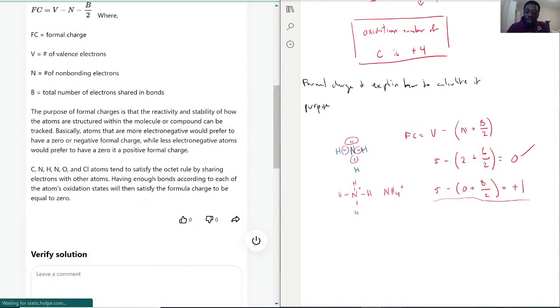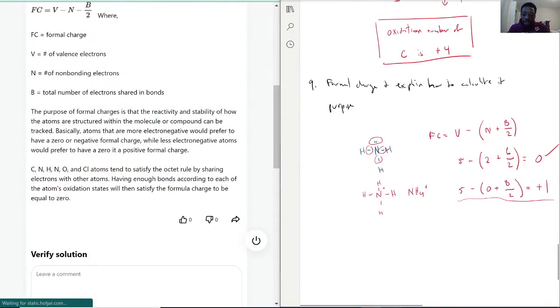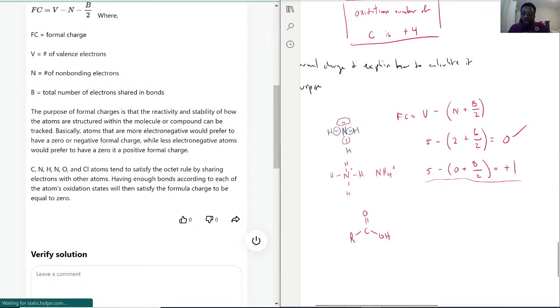A perfect example of this would be when you're dealing with acids. So if you had RC, this is just going to be the carboxylic acid. Point being, if you actually solve for the formal charge of oxygen up here, it has 6 valence electrons, it has 4 by itself, and it's sharing 4 of them, and that's how you got 0. So this one checks out.